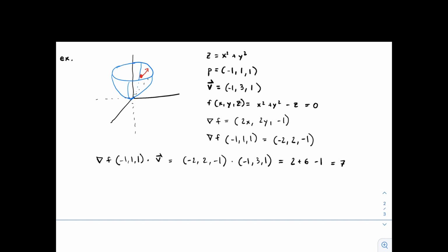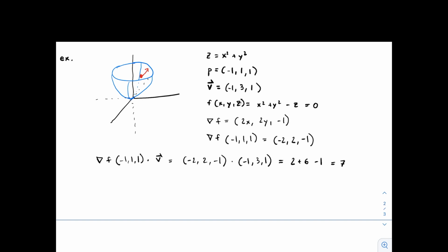Intuitively, this result makes sense, because we can see visually that the direction of the red arrow is in the same direction that the function value is growing. At least if we consider it in terms of z equals x squared plus y squared, it's clear that the red arrow is pointing in the direction where z is becoming more positive. So that result intuitively makes sense.